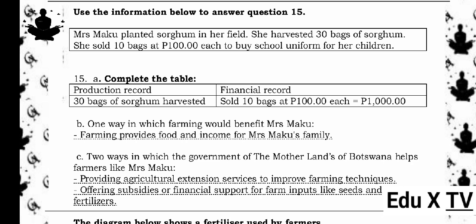B. One way in which farming would benefit Mrs. Maku. Farming provides food and income for Mrs. Maku's family. C. Two ways in which the government of the motherlands of Botswana helps farmers like Mrs. Maku. Providing agricultural extension services to improve farming techniques. Offering subsidies or financial support for farm inputs like seeds and fertilizers.